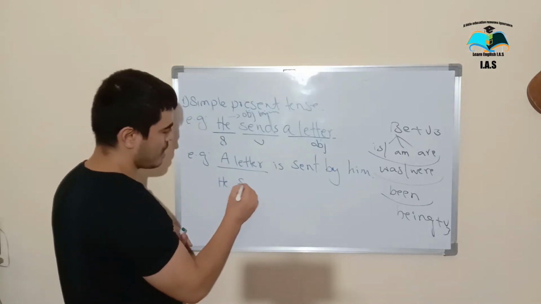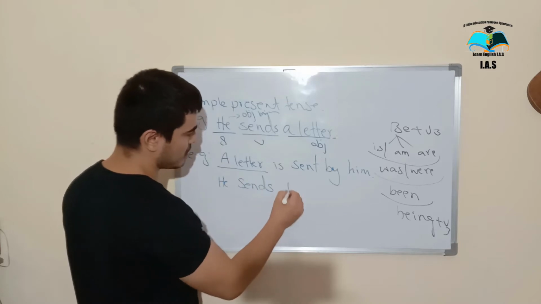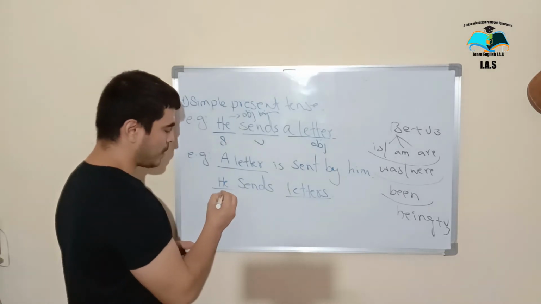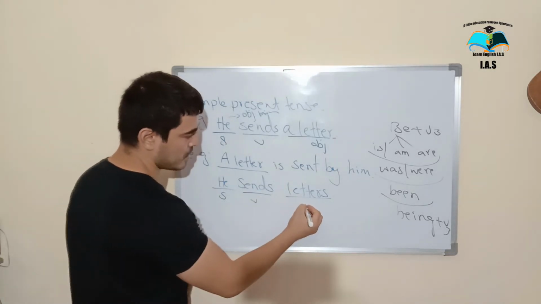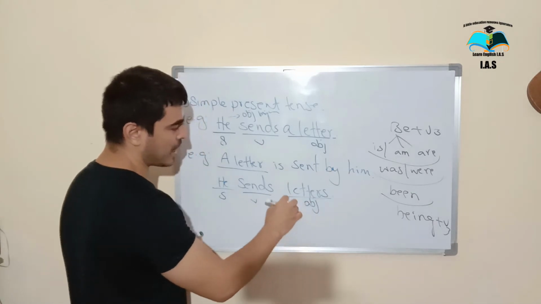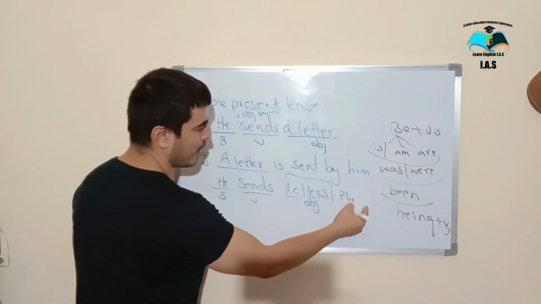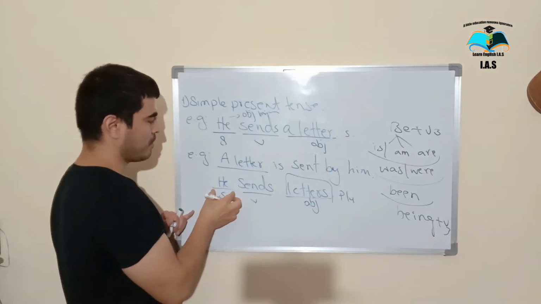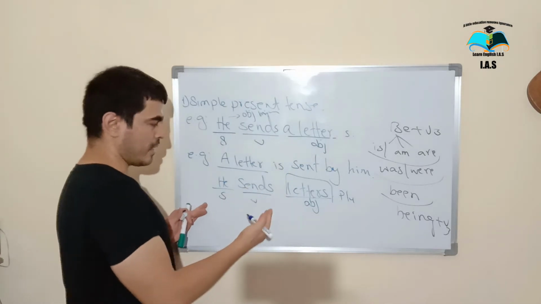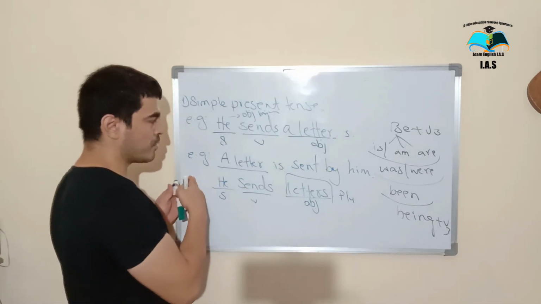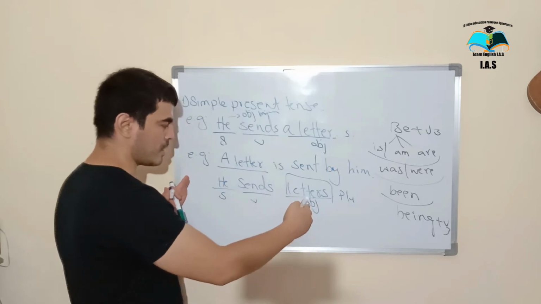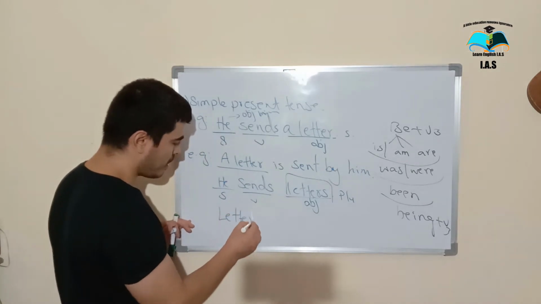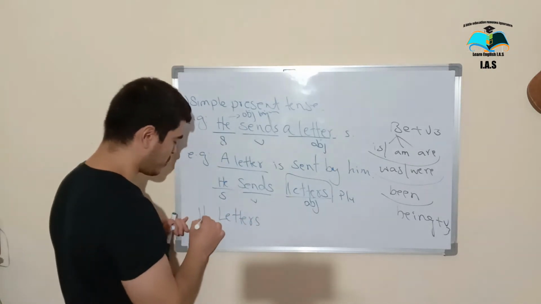Okay. Now the next example, let me give one more example as an active. Right? He sends letters. Now let's analyze the sentence. So this is the subject, this is the verb, and this is the object. But remember, this time the object is plural. The first time the object was singular, but this time the object is plural. Now the rule was like this, that if you want to change an active sentence to passive, you have to bring the object of an active sentence as the subject of the passive sentence. Now I can say letters or the letters, it doesn't matter.